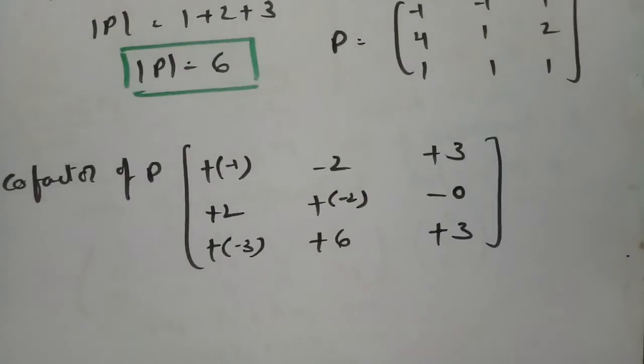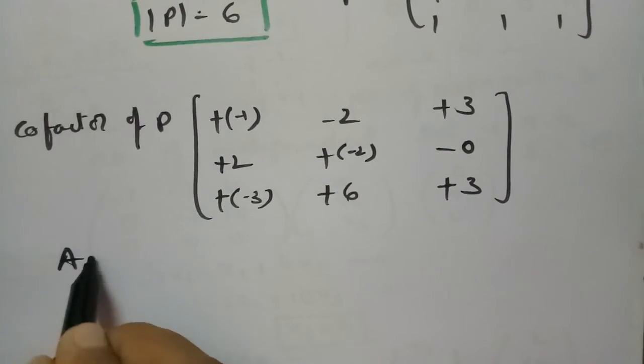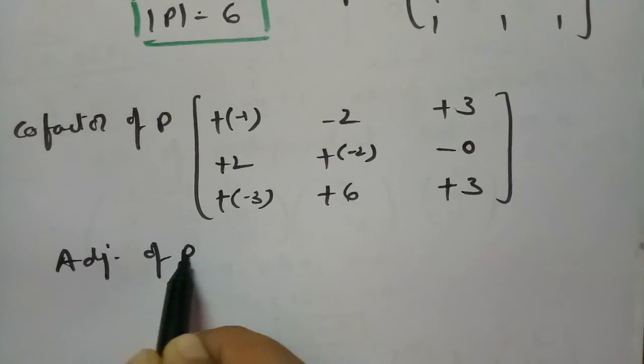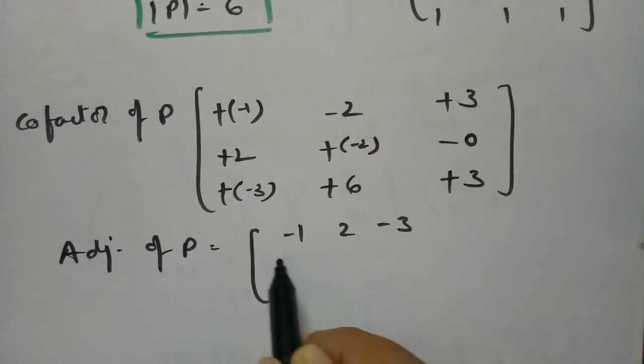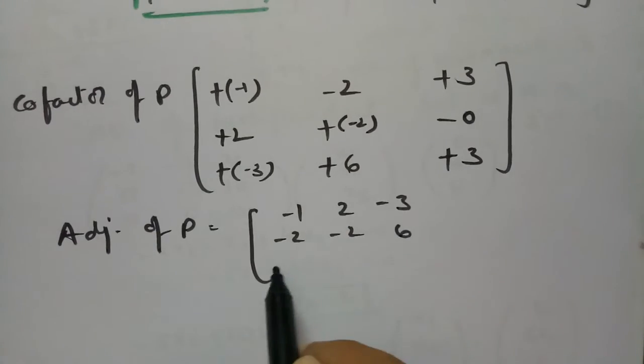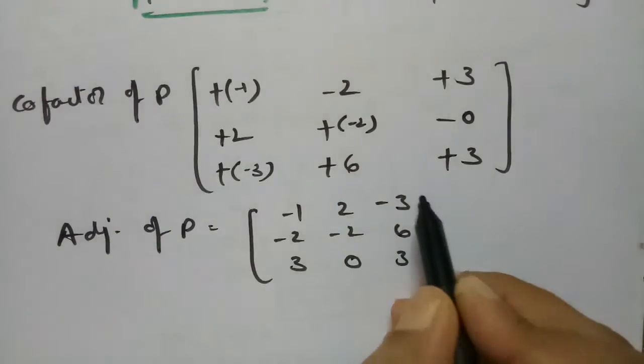And after getting the cofactor matrix, we have to find the adjoint of P. The adjoint of P is nothing but the transpose of this. This is minus 1, 2, minus 3. This is minus 2, minus 2, 6. And this is 3, 0, 3.